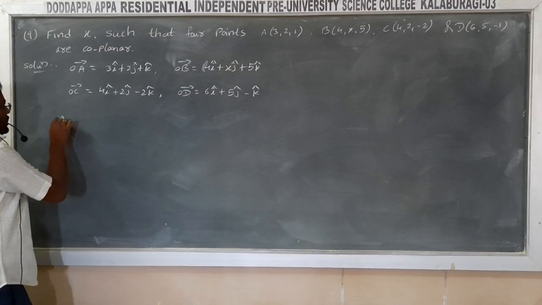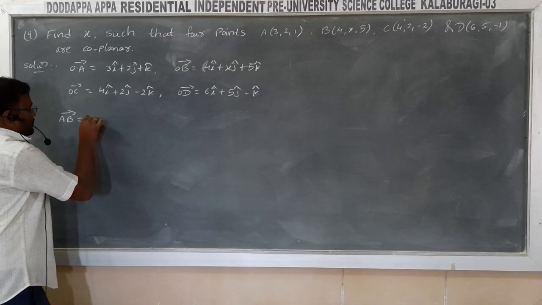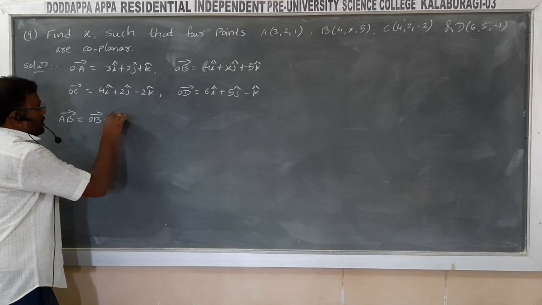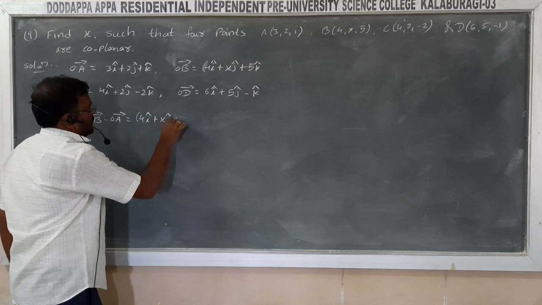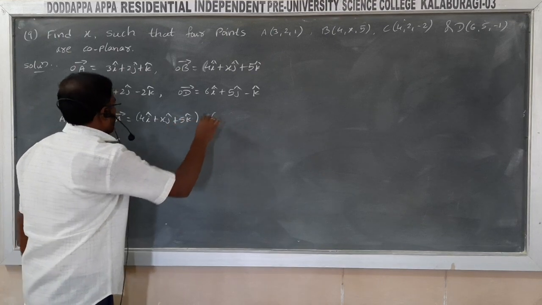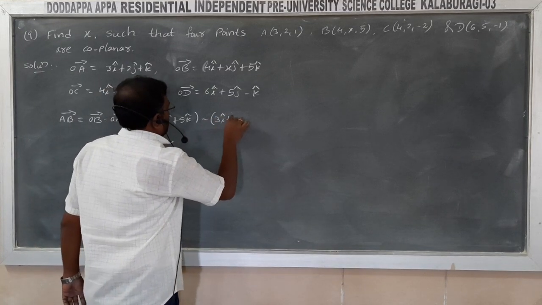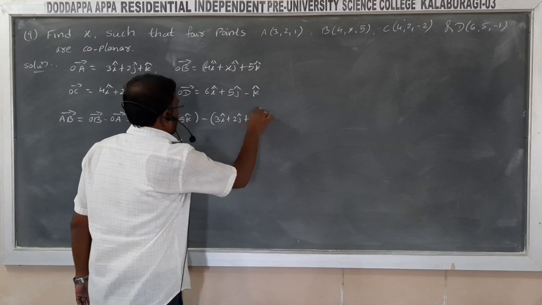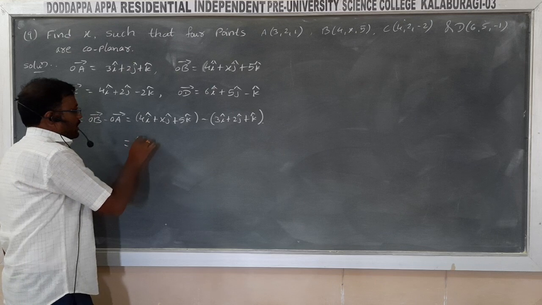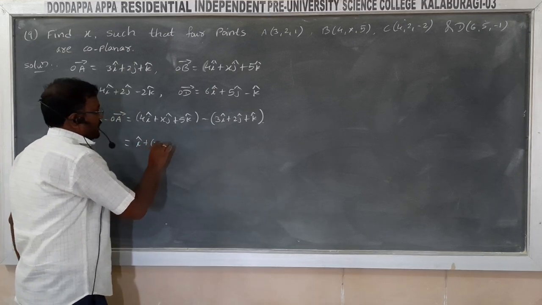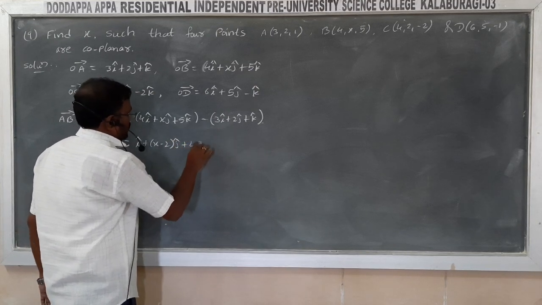As usual method, first you have to find the AB vector. AB vector means OB vector minus OA vector. OB is 4i plus xj plus 5k, minus the OA vector, which is 3i plus 2j plus k. So simplified, 4i minus 3i is i. Next one is (x minus 2)j. Next, 5 minus 1 is 4k.